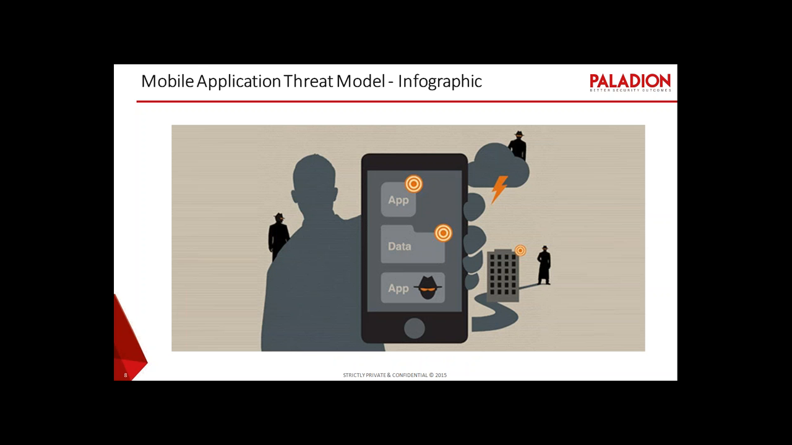So here is a basic infographic threat model to show you the basic threats involved in a mobile application. First, you can see that the application itself is also a threat. If the application is not properly or securely built, then the application itself might leak data, right? Data is a critical thing which is coming out of the application. And next, there might be other applications on your mobile which can steal the data of other applications.